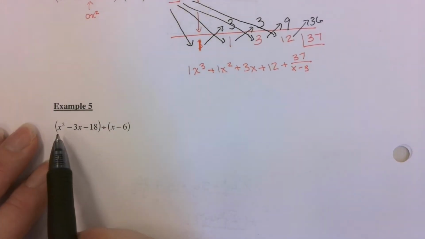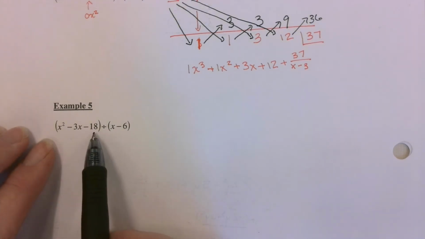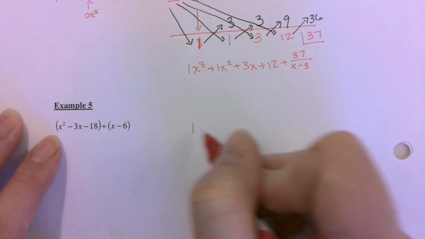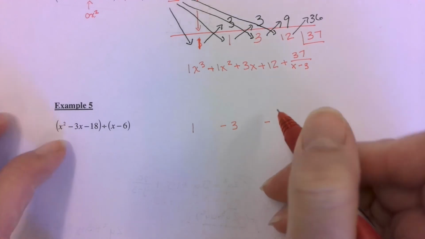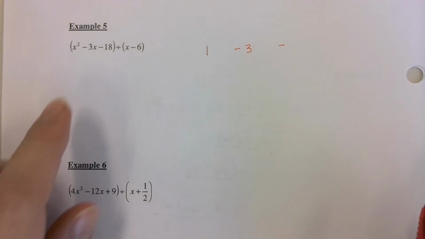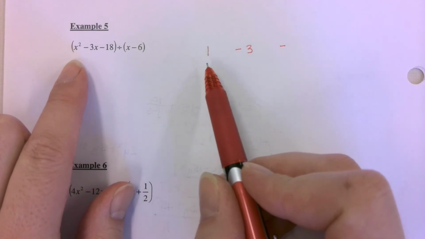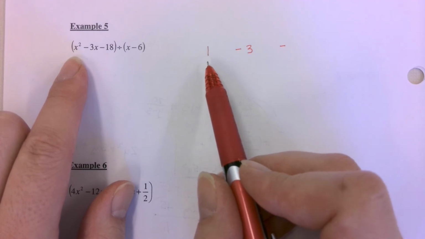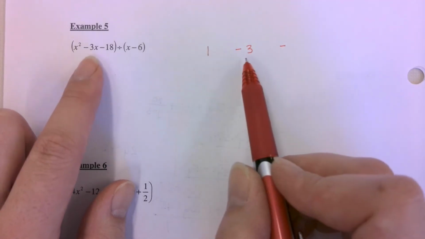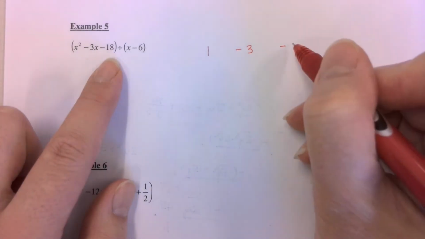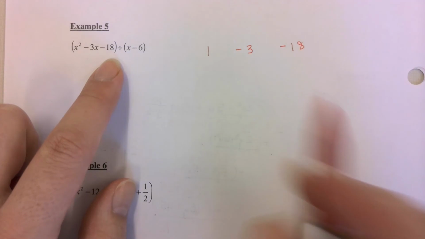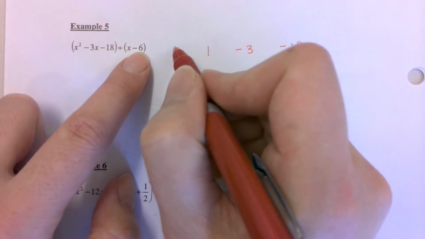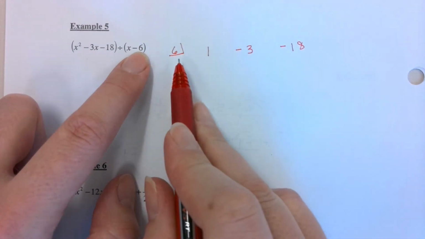We're going to start by seeing if we need any placeholders, and I don't need any placeholders here. So we are going to pull the coefficients. We want to make sure it's in standard form. We pull the coefficients. That's what makes it shorthand, is that we're not using all the variables. So we have 1x squared, a negative 3x, and negative 18, so a 1, a negative 3, and a negative 18. We are dividing by x minus 6, and that is in the form of x minus a. So our divisor is just the 6. We put that out here to show that this is our divisor.